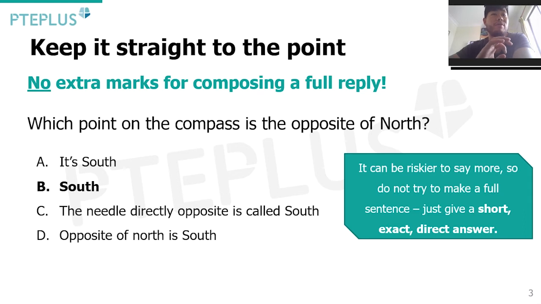Now, we advise you to keep it straight to the point, as there are no extra marks given for composing a full response. So have a look at this question, for example. Which point on the compass is the opposite of north? Here you can either say south, you can say it's south, you can say the needle directly opposite is called south, and opposite of north is south. You can say all of those, but the first would be the best choice. Sometimes it can be riskier to say more, so don't try to make a full sentence. Just give a short, direct, exact answer.